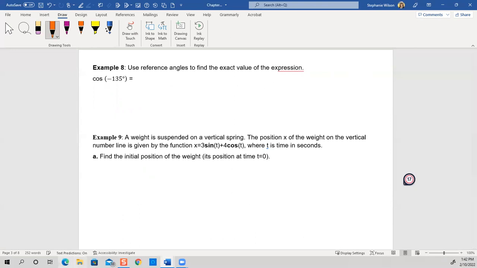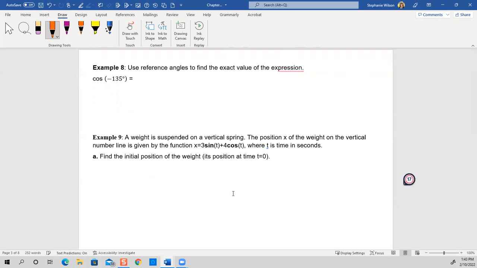There's a lot of neat little tricks, and as you're learning, you're going to figure out ways that work for you the best. All right, so on this next one here, we're going to find cosine of negative 135 degrees. Again, that means the circle went the opposite direction. And we're going to find its reference.